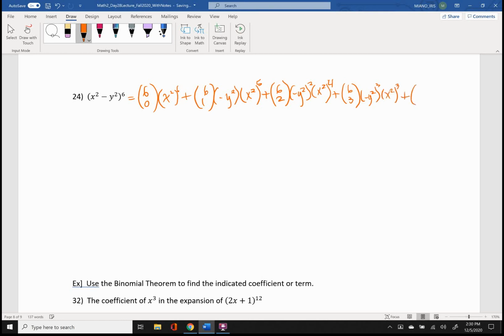plus 6, 4. And I'm definitely going to run out of room, so I'm going to go ahead and continue on another line here, and then I'll clean up house in a subsequent step. 6, 4, negative y squared to the 4th power, x squared to the 2nd power, plus, continue over here. It'll be 6, 5.